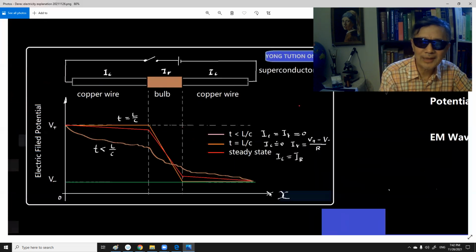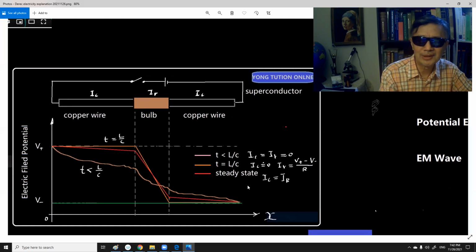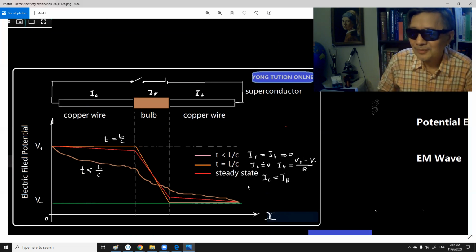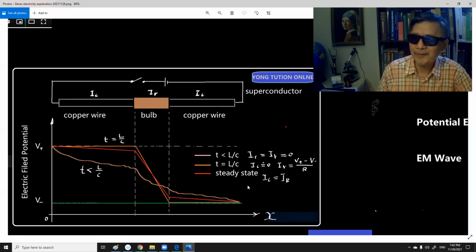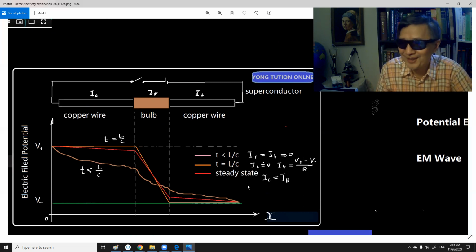That is a diagram. If you're interested, you can give me some comments. I'd like to learn more detail, because as I say, the answer to this question is not unique, because the question itself is not well defined.